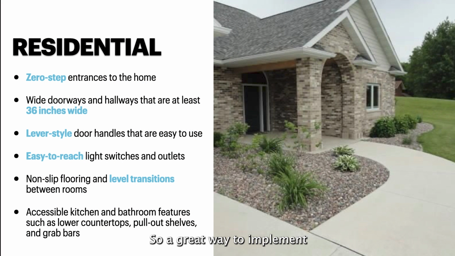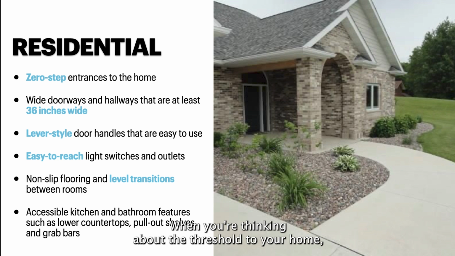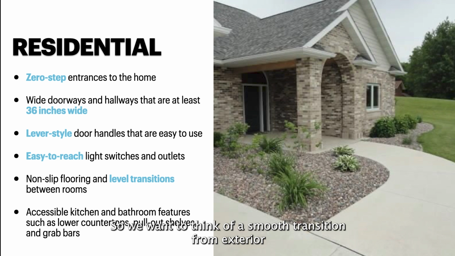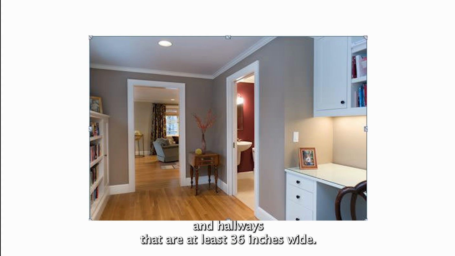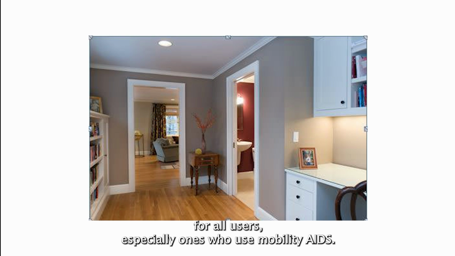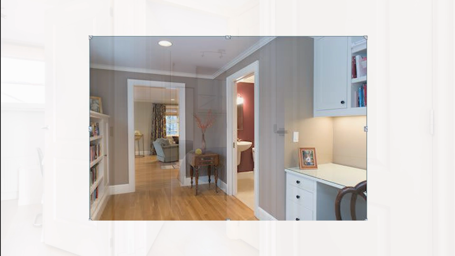So a great way to implement universal design is to include a zero-step entrance into your home. When you're thinking about the threshold to your home, you can create a lot of accessibility through the removal of stairs to the front entrance. So we want to think of a smooth transition from exterior to the interior of the home. Another great way is to offer wide doorways and hallways that are at least 36 inches wide. This is going to allow easy access throughout the space for all users, especially ones who use mobility aids. And it can also make it a lot easier to move furniture and other items around.